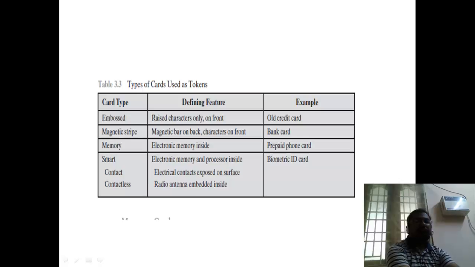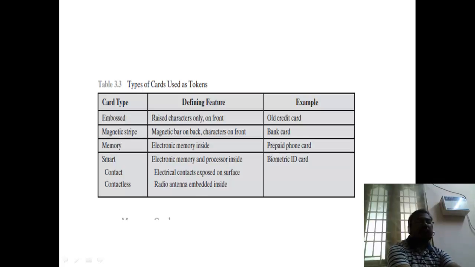The embossed cards have raised characters only on the front. An example is an old credit card. A magnetic strip card has a magnetic bar on the back, with characters on the front. The example is the ATM card, which is now being used. Next is a memory card, which is electronic, having an electronic memory inside. Its example is a prepaid phone card, similar to a SIM card.